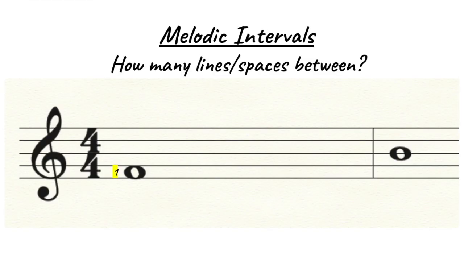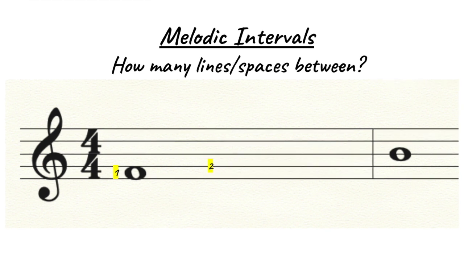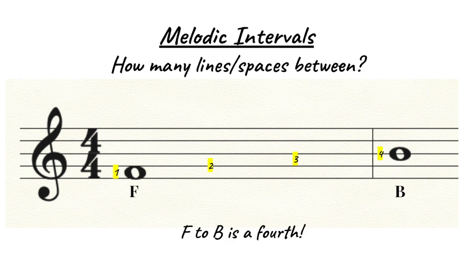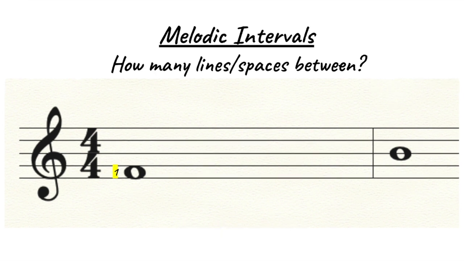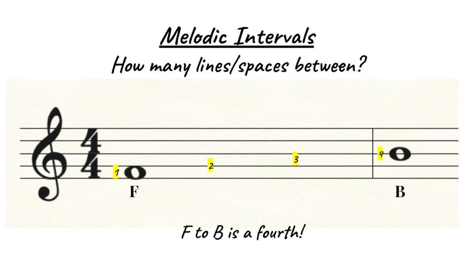And the way you find out is pretty simple. You just count. You count the lines and the spaces between the two notes. So always start with the first note being counted as 1. Above that we have a line, that's 2. Above that we have a space, that's 3. And that brings us to the B, number 4. So we have a fourth between F and B.